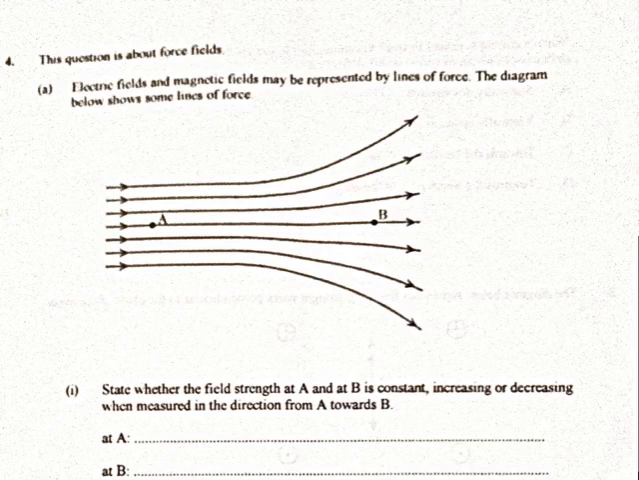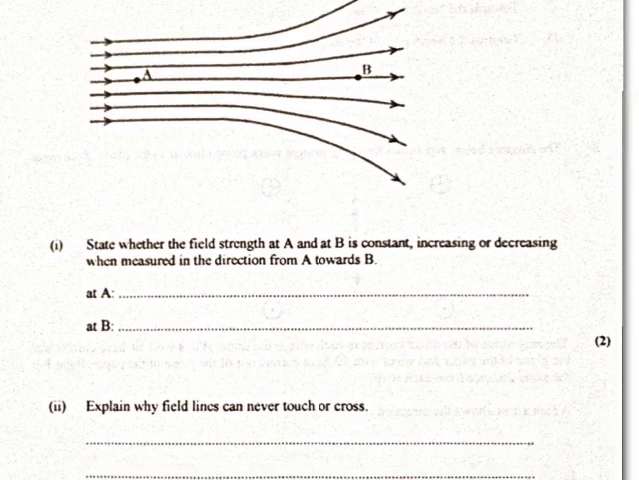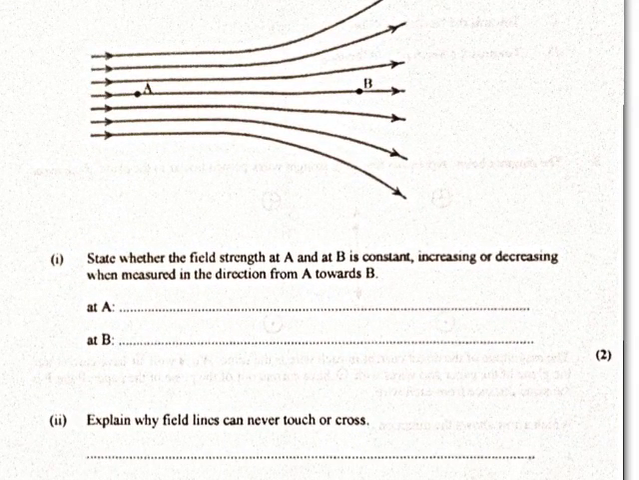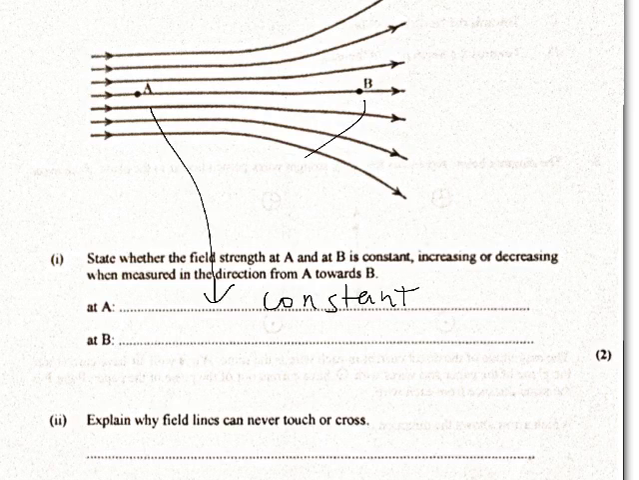So in this question, field lines of force represent the magnetic field, and you can see a field line pattern here. State whether the field strength at A and B is constant, increasing or decreasing. So you should know that the distance between the lines indicates the field strength. So at A, the field strength is constant, and at B, you can see that the distance between them is increasing. So it is decreasing.